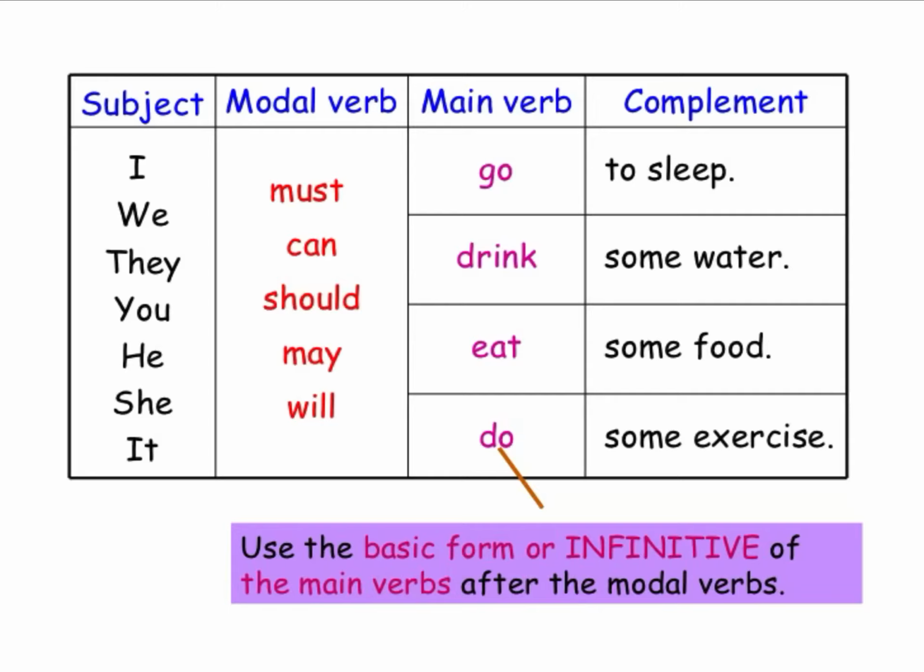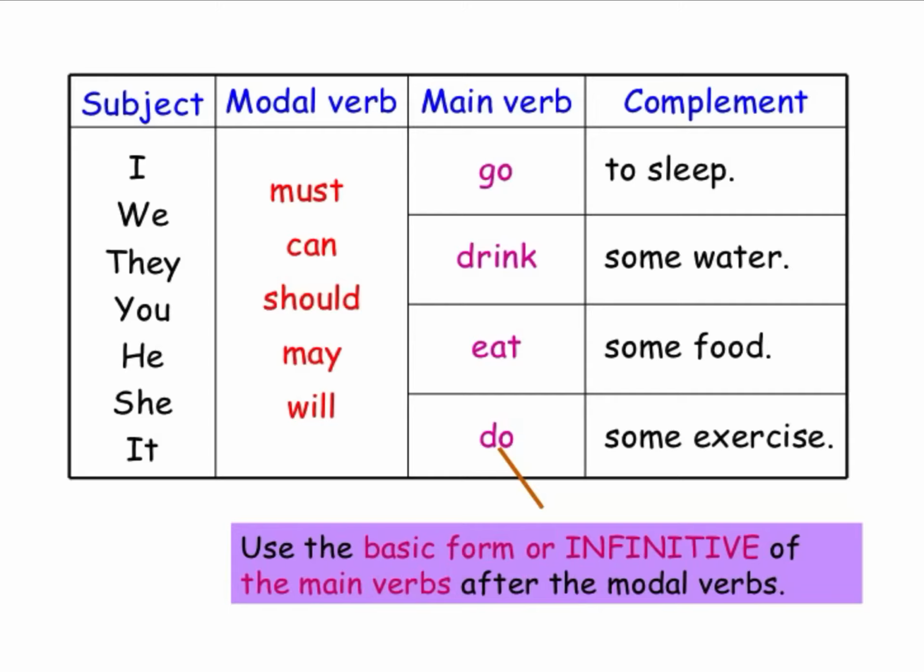Okay, so we have here subject, modal verb, main verb, complement. So as you can see in modal verb, we have must, can, should, may, will. Okay, and as you can notice, we use all those verbs with no conjugation. So for all the subjects, the verbs will keep the same.